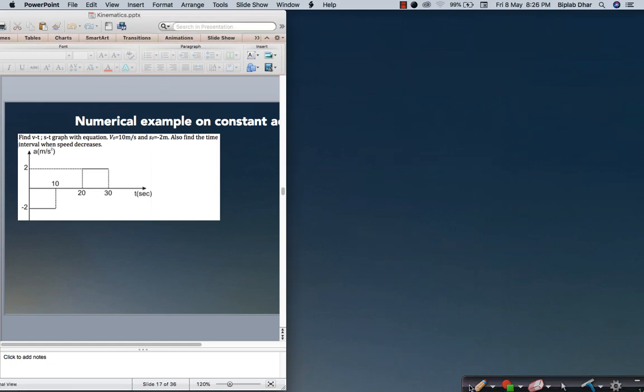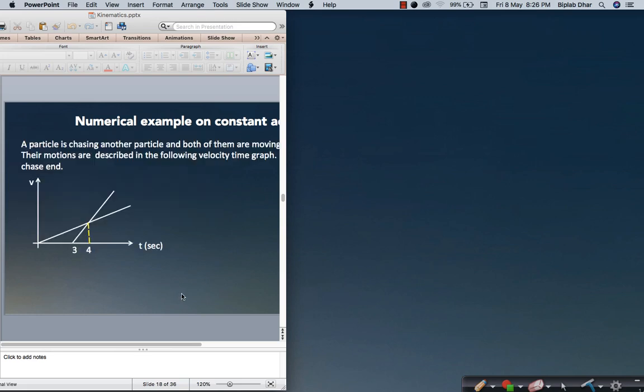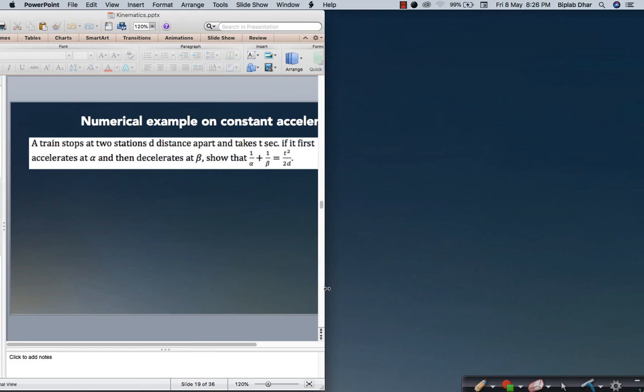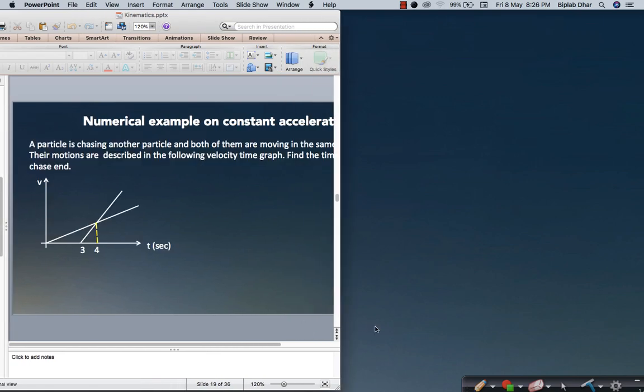Let's move to our next question. It says a particle is chasing another particle and both of them are moving in the same direction. Their motions are described in the following velocity time graph. Find the time when the chase will end. Okay.